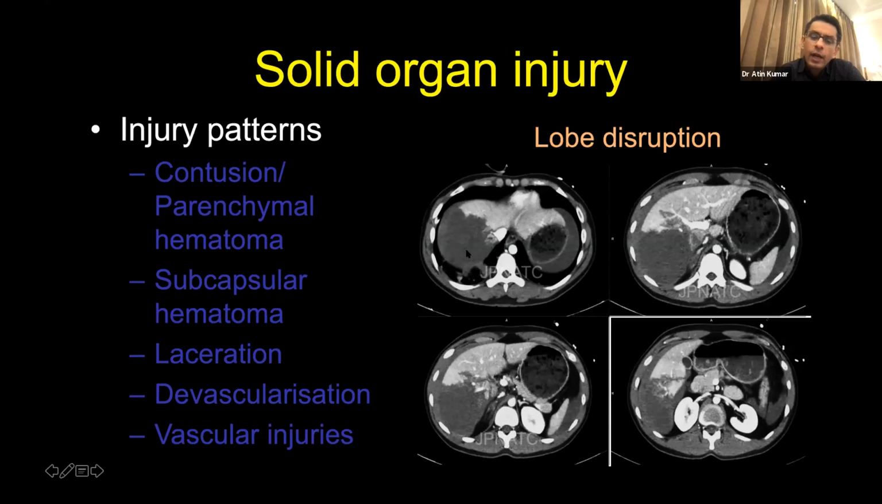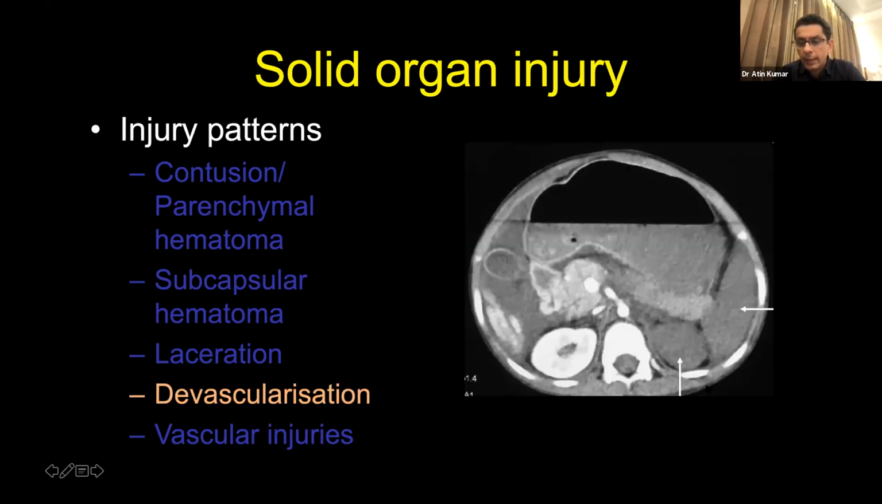A large area of lacerations or contusions put together may lead to what is known as a lobe disruption. So if you see maybe an entire lobe or multiple segments involved, not enhancing, maybe devascularized, this is known as a complete disruption of a lobe. Like in this case, it is the right lobe disruption.